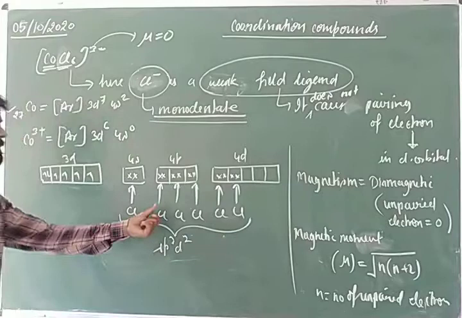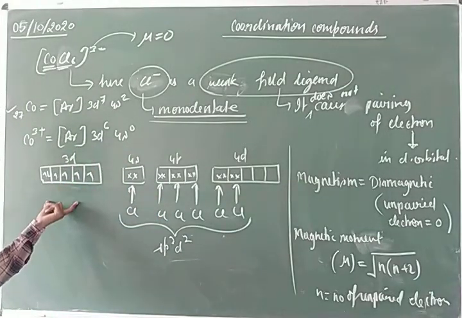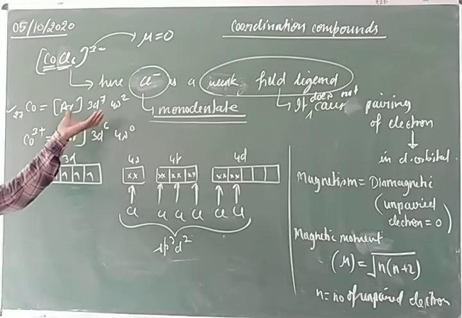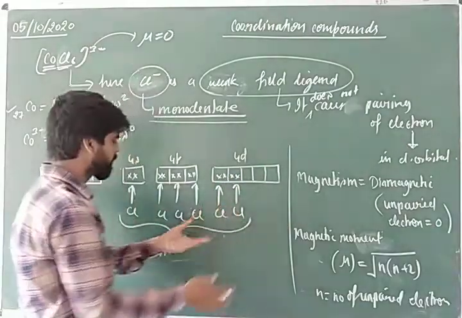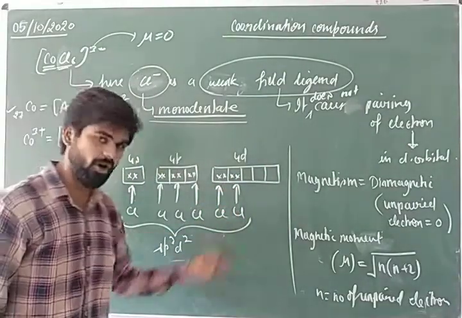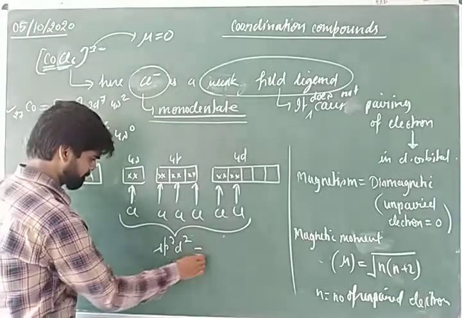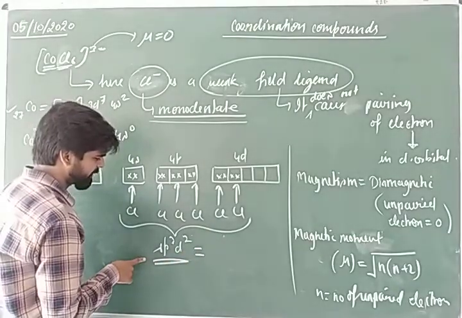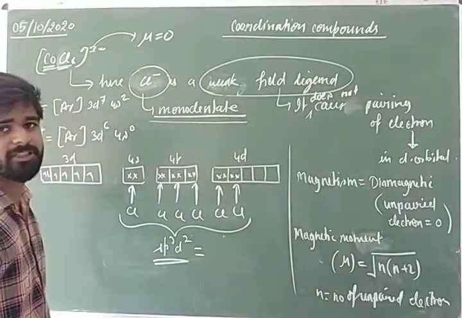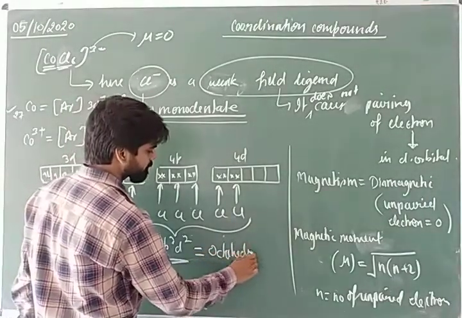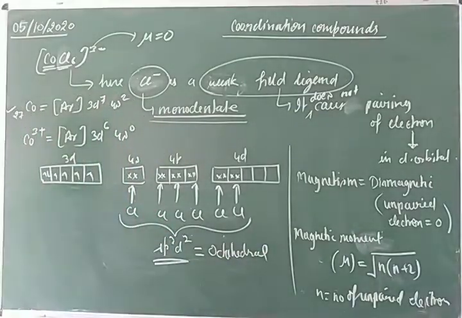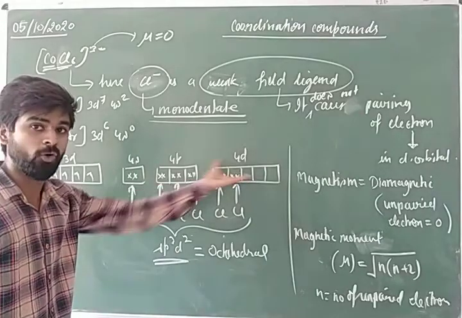Here you can see in the previous case the inner d orbitals were involved in the formation of the geometry, or hybridization. But in this example, the outer d orbitals are involved in the formation of the octahedral complex. So the hybridization will be sp3d2, and for this hybridization the geometry will be octahedral.